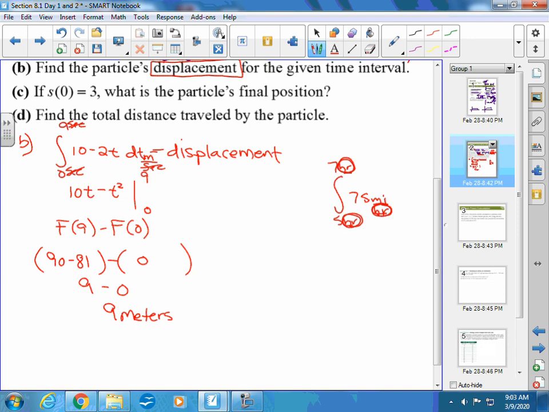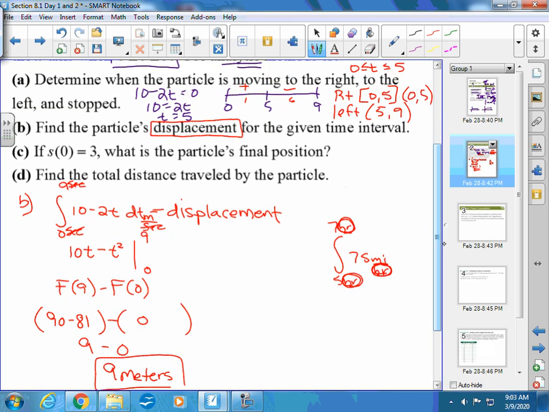Okay, so that is part B. Any questions so far on that one? Okay, part C says, if S of 0 equals 3, this is saying, S is referring to what?